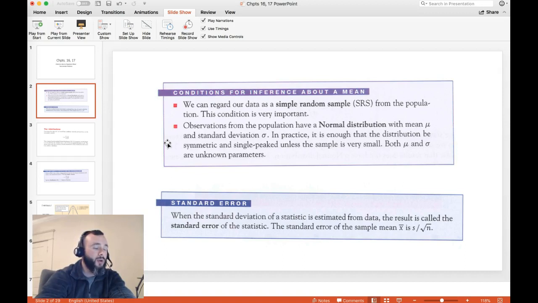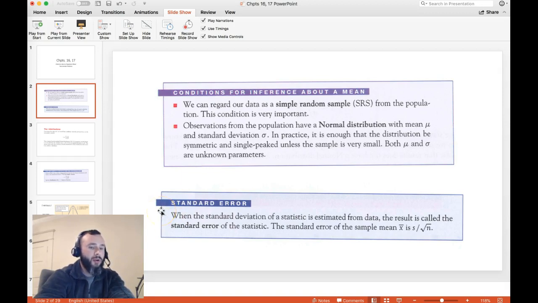Previously, we had to know what sigma was, but in real life, sigma is unknown. We don't really know what sigma is, and so we're going to learn in this chapter how to avoid needing to know sigma. And note here that sigma is an unknown parameter, as is mu, and mu always is. So now we're going to learn how to deal with an unknown sigma.